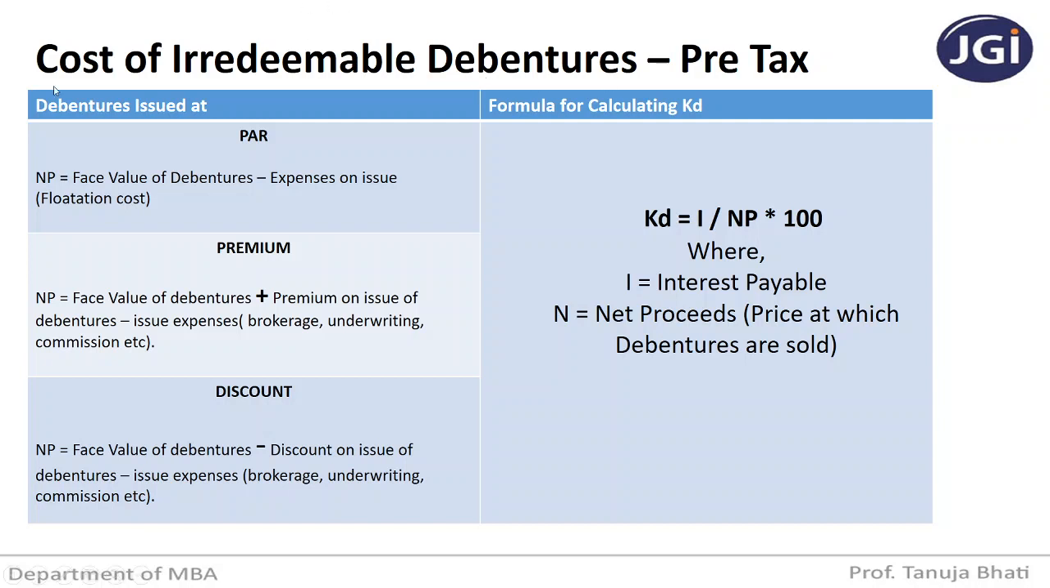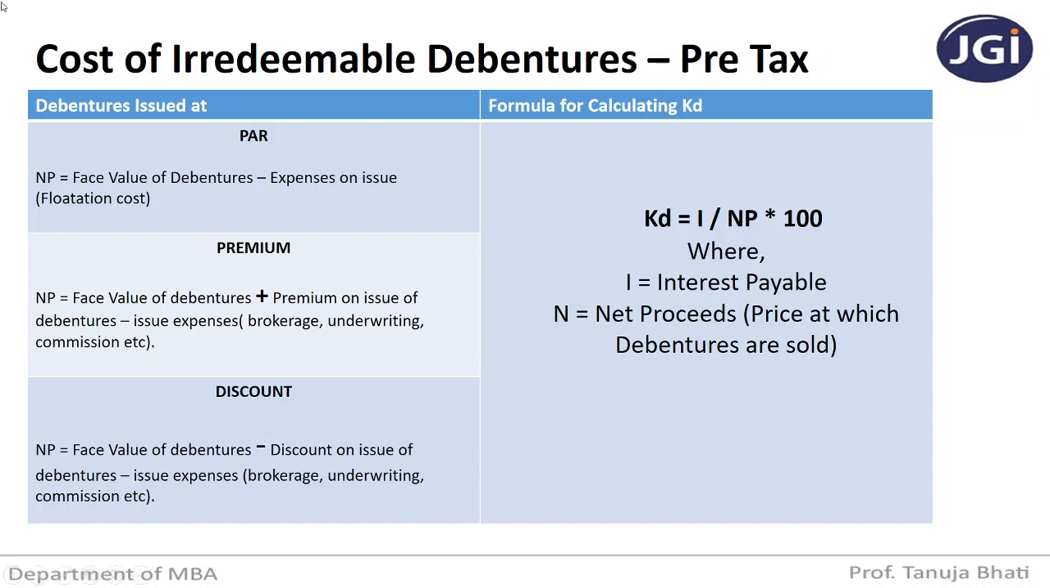So when I'm talking about the cost of irredeemable debentures, it means that these debentures are not repayable by the company. So there is going to be no repayment. Repayment would only happen at the time of liquidation, but now we will not see that part. We will see that these debentures are not at all repaid by the company. So what is the cost? How to calculate the cost of it? So the cost of debentures.